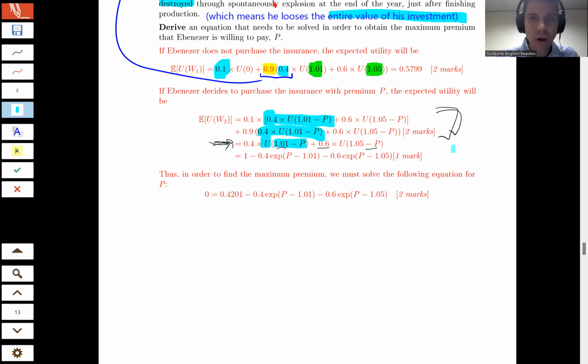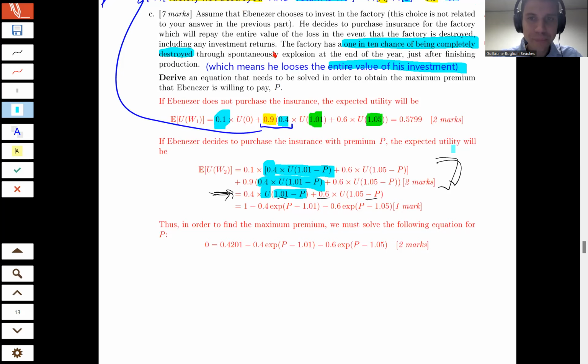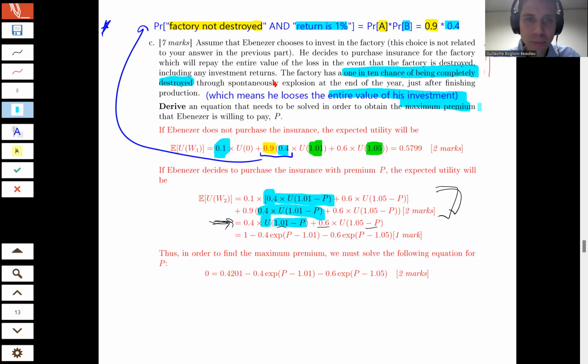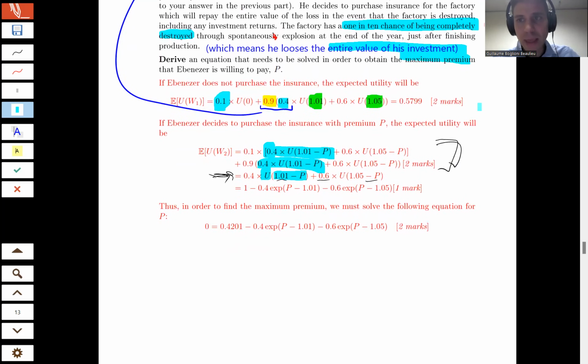The last step is just to say, well, the maximum premium you would be willing to pay is the premium that makes the expected utility under the case of insurance equal to the expected utility without insurance, because any premium bigger than that would make his expected utility with insurance lower because he pays more. So of course his utility is decreased, and in which case he will just prefer to not get the insurance.